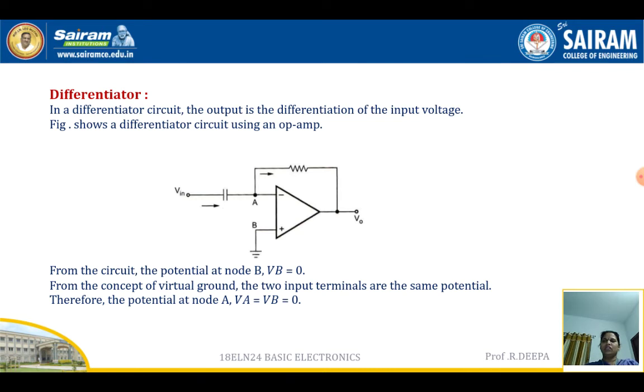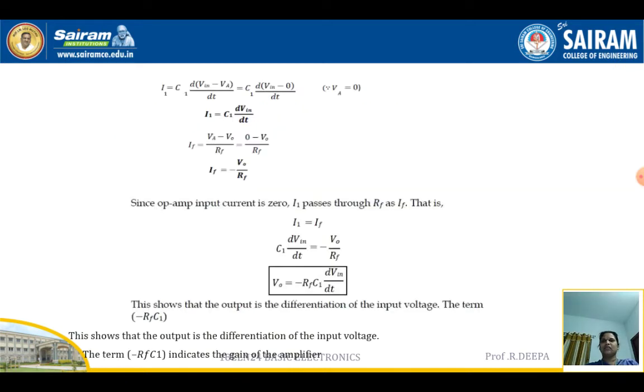The current which is flowing through the capacitor can be named as I1, and the current which is flowing in the feedback path can be taken as IF. Let us write the expressions for I1 and IF. I1 can be written as C1 into d(Vin minus Va) divided by dt, which is equal to C1 into d(Vin minus 0) divided by dt, as Va is equal to 0. So I1 we are getting as C1 into dVin divided by dt.